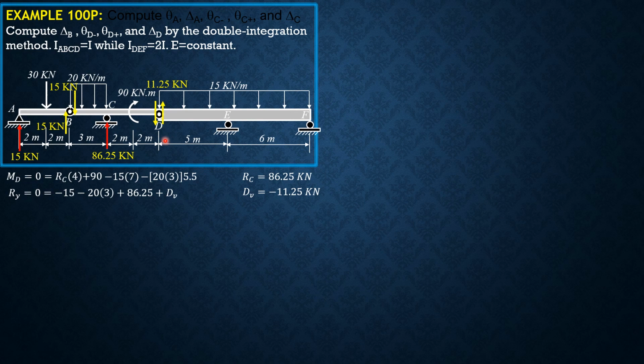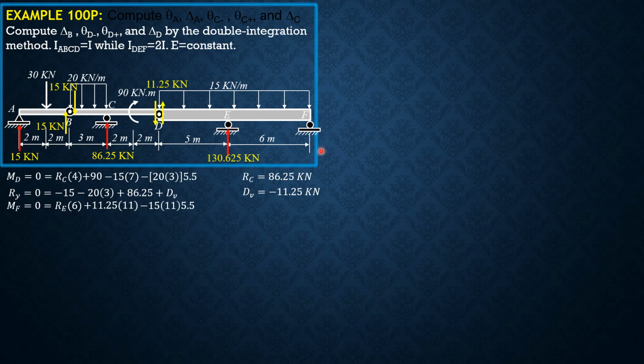So finally, for portion DEF, we assume the reaction at D as upward. Summation of moment at F equals 0, clockwise positive, so R sub E times 6 plus 11.25 times 11, then minus 15 times 11, moment arm is 5.5 from F, half of 11, so minus 15 times 11 times 5.5. Solving for R sub E is 130.625 kilonewtons. So that's it.